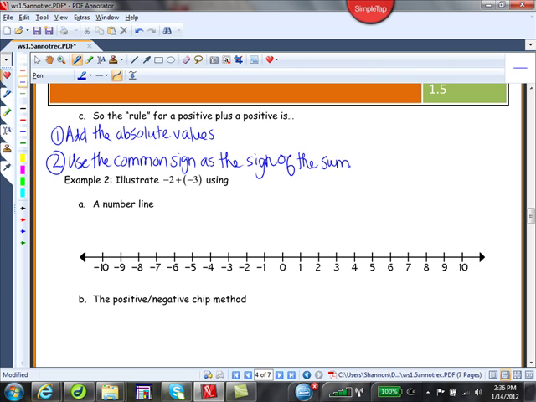Okay, let's see how you did. So here our a is negative 2, so we'll make a dot at the negative 2. We are adding a negative 3. So remember that when your b is negative, you're moving to the left. So 1, 2, 3 to the left gives us negative 5. So negative 2 plus negative 3 is negative 5.